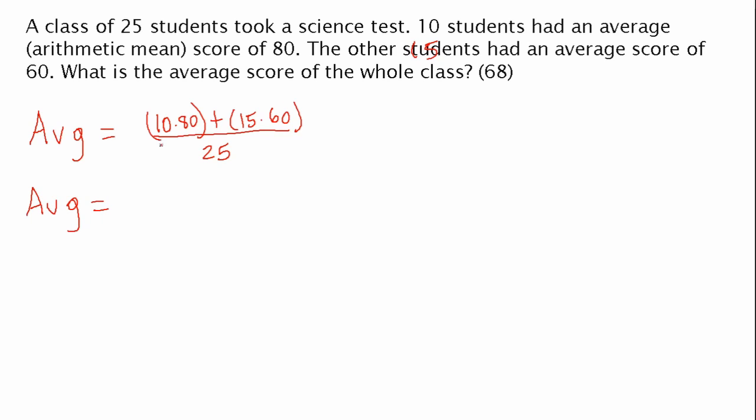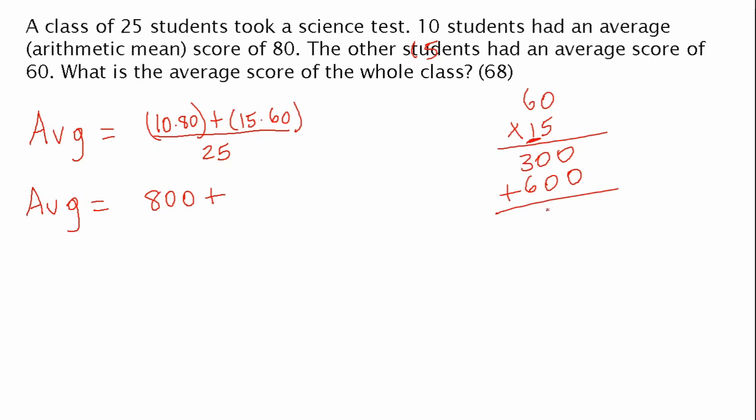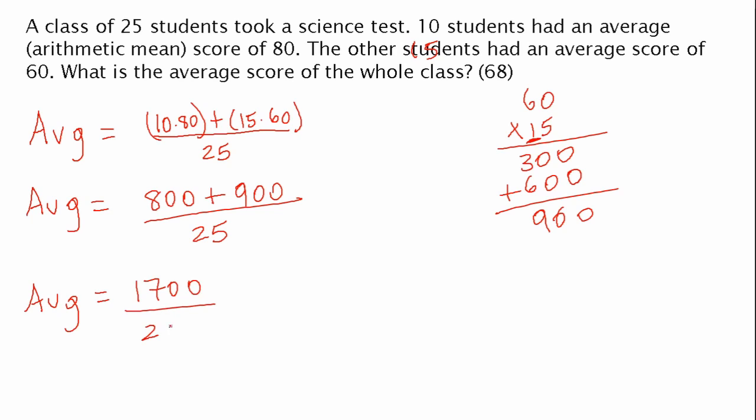10 times 8 is 800. 15 times 6, in case you can't do that one mentally, let's work it off to the side. 0 times 5 is 0. 6 times 5 is 30. Before we start multiplication with this 1, we have to drop down a 0. 1 times 0 is 0. 1 times 6 is 6. 300 plus 600 is 900. So this is 800 plus 900 divided by 25. 800 plus 900 is 1700. Again, that's divided by 25.